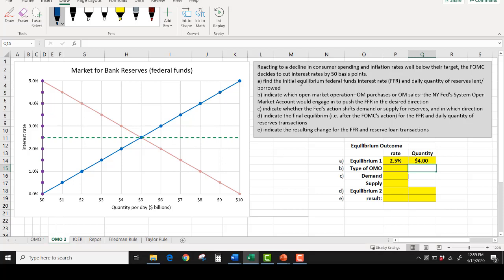Now, we're looking for an interest rate cut. All right, so I'll go ahead and jump down to supply. I know I want to shift the supply curve to the right. And so the Fed is adding reserves to the banking system. How is the Fed adding reserves? By buying something, right? And then giving those reserves in payment.